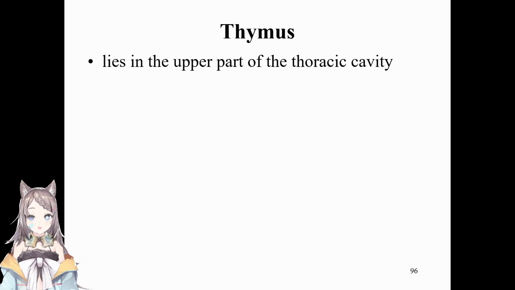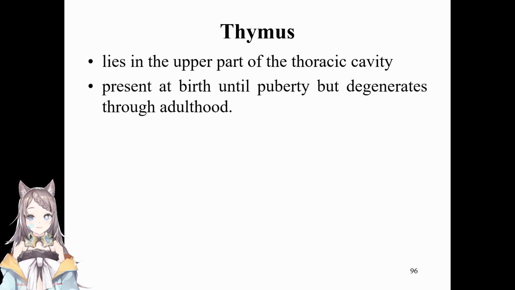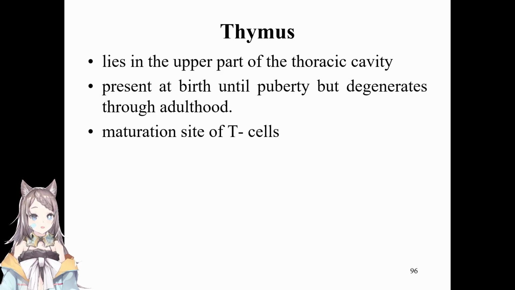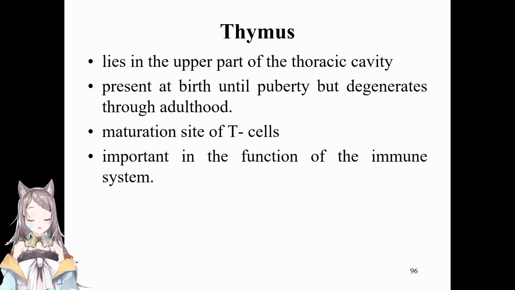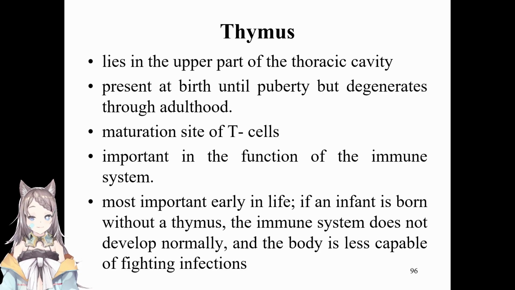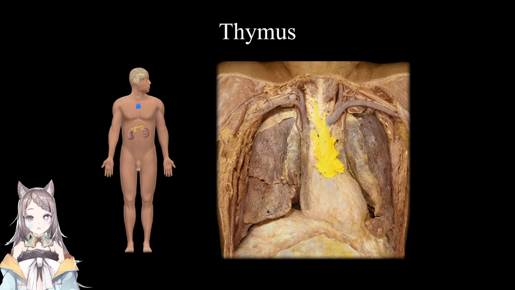Thymus. Your thymus lies in the upper part of your thoracic cavity. It is present at birth until puberty but degenerates through childhood. It is the maturation site of T cells, which is for your immune response. It is important in the function of the immune system and is most important early in life. If an infant is born without a thymus, the immune system does not develop normally and the body is less capable of fighting infections. So this is your thymus.